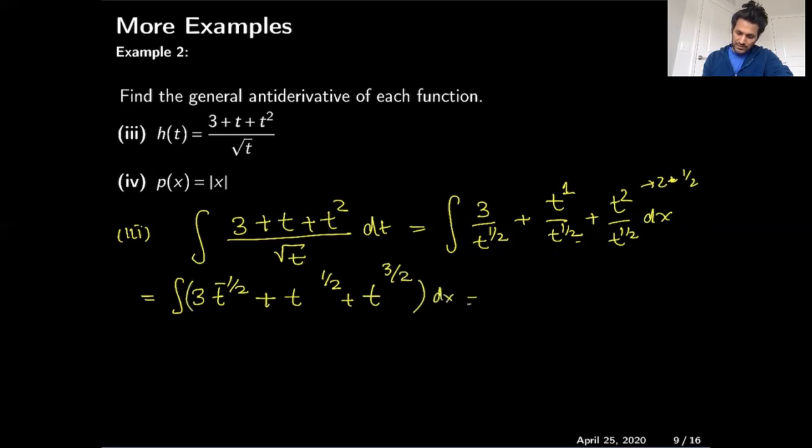And now you calculate the antiderivative. This is a 3. If you add 1 to the power, you get 1/2, and the reciprocal of 1/2 is 2. And here, if you add 1 to the power, you get 3/2. So this is 2/3 t to the power 3/2. And then you have the addition sign, that will be 5/2. So 2/5 t to the power 5/2 plus constant c.